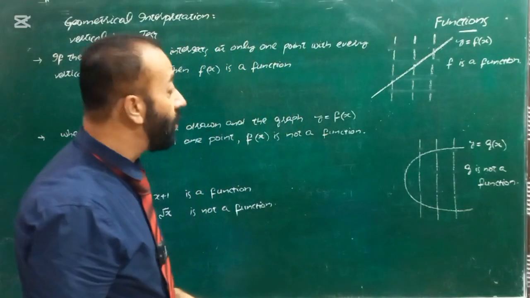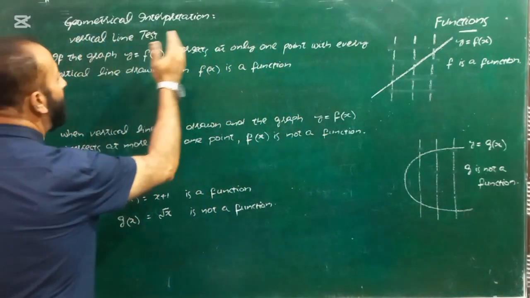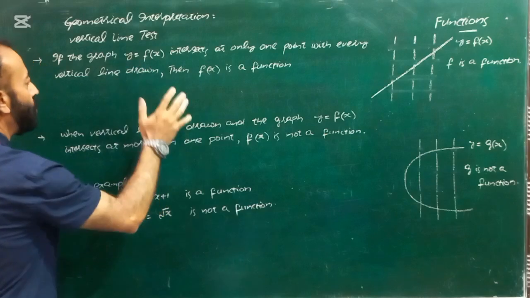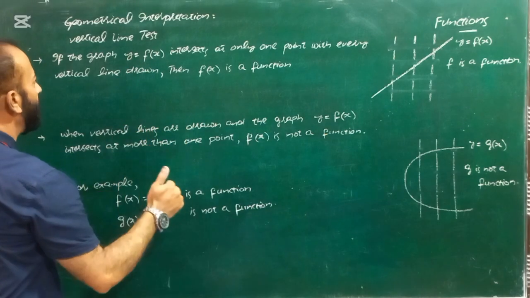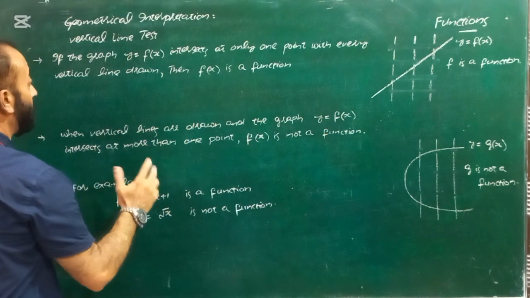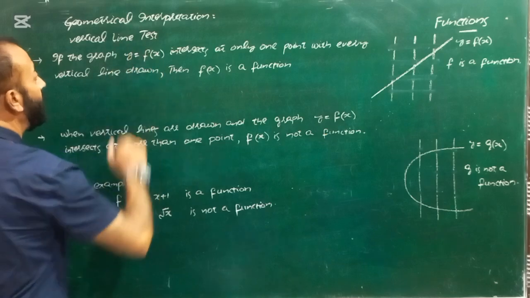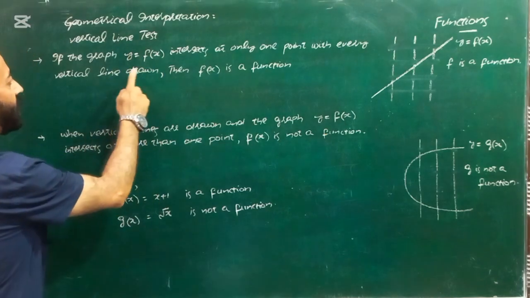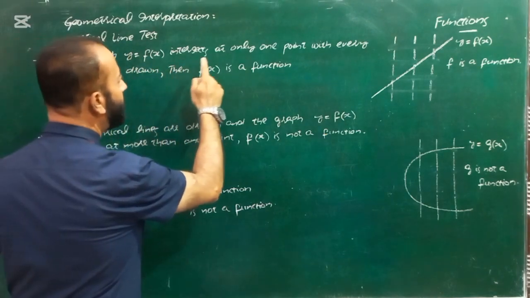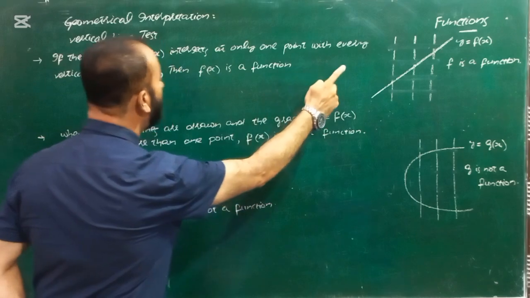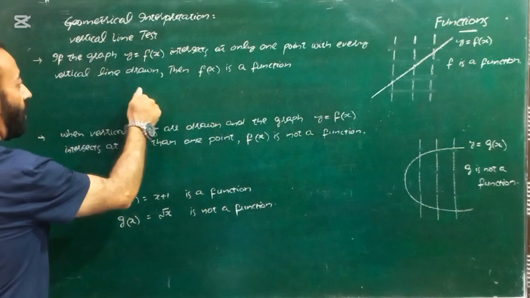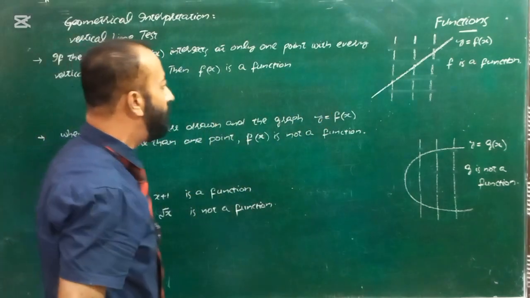Here are some more concepts, that is geometrical interpretation. In geometrical interpretation, the first thing that we are going to read is the vertical line test. If the graph y is equal to f of x intersects at only one point with every vertical line drawn, then f of x is a function.